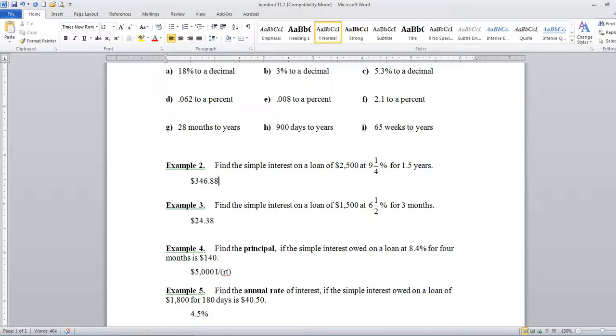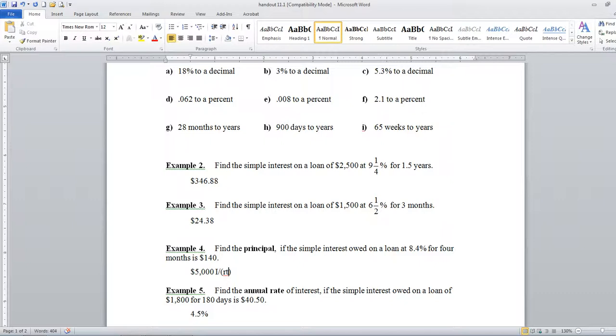Example 3 mimics example 2. However, for example 4, we're being asked to find the principal in the problem. Now, the principal from I equals PRT, we'd have to isolate the principal, which would give us the interest divided by R times time.